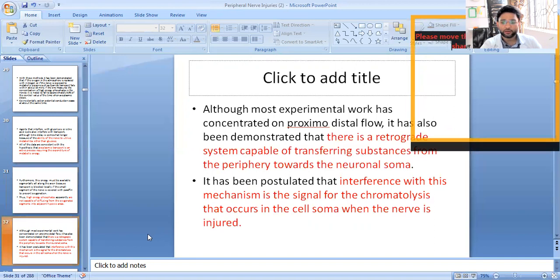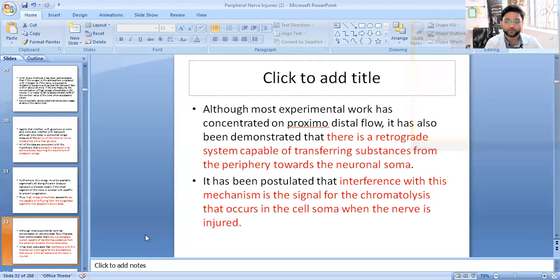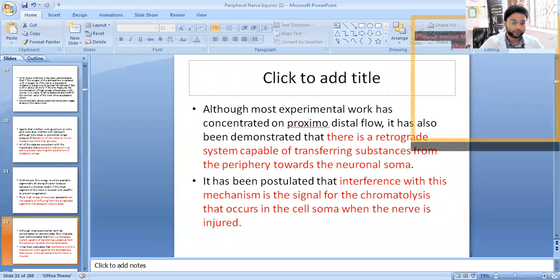Although most experimental work has concentrated on proximal distal flow, it has also been demonstrated that there is a retrograde system capable of transferring substances from the periphery towards the neural soma. It has been postulated that interference with this mechanism is a signal for the chromatolysis that occurs in the cell soma when the nerve is injured.